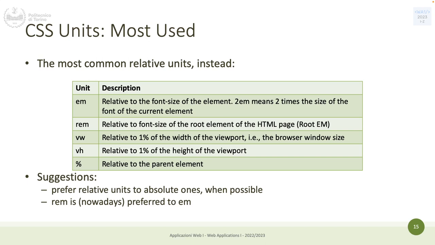The percentage instead is relative to the parent element. So if the parent element is 50 pixels, 50% is 25. Just percentage. So when possible, prefer relative units because they are more scalable, more responsive on different screens, on different devices. And rem is nowadays preferred.